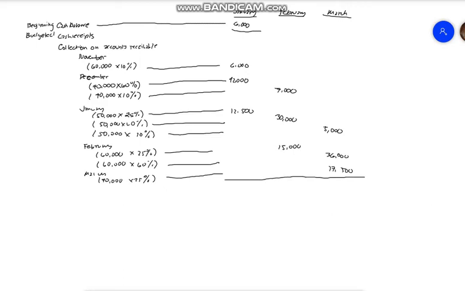So you just add all those up, so you will know the total cash receipts. For January, that's 60,500. For February, that's 52,000. And for March, that's 58,500.